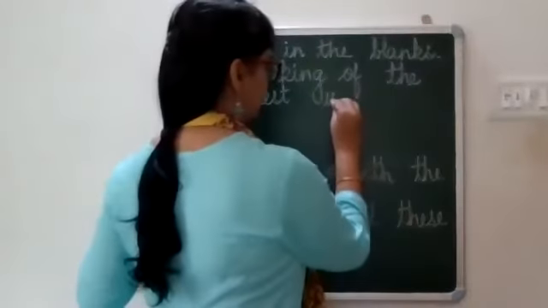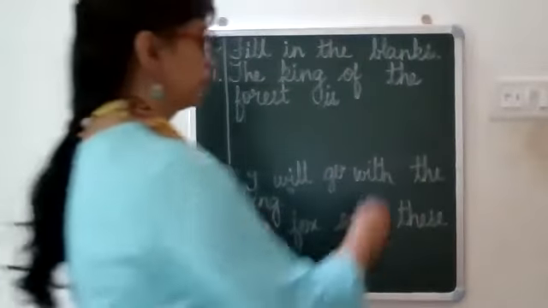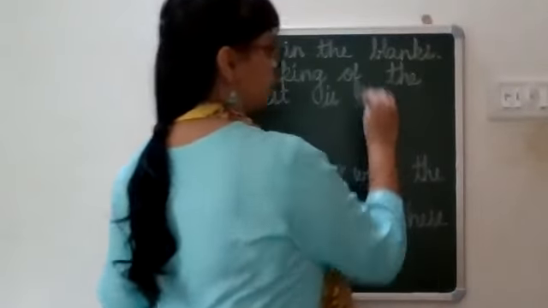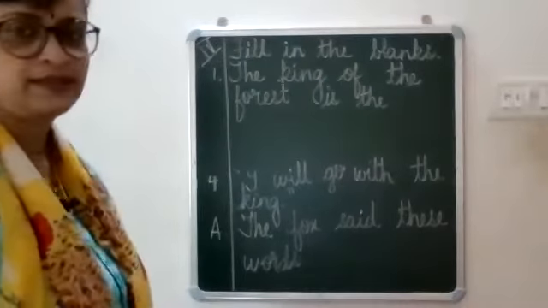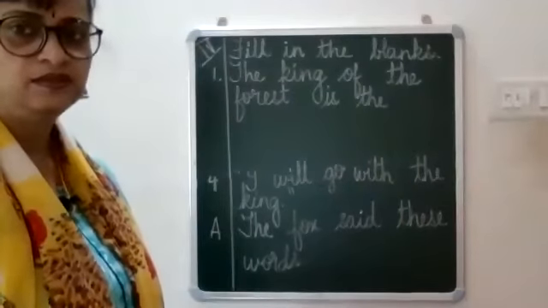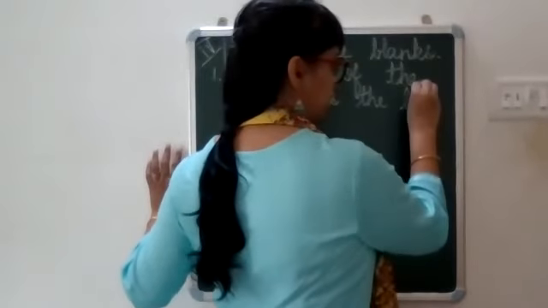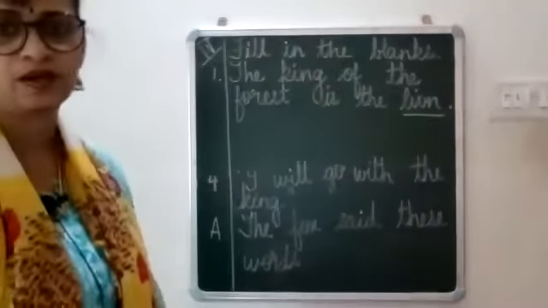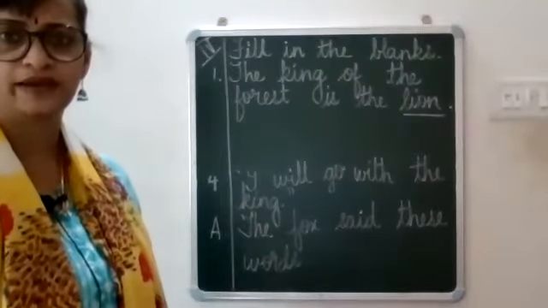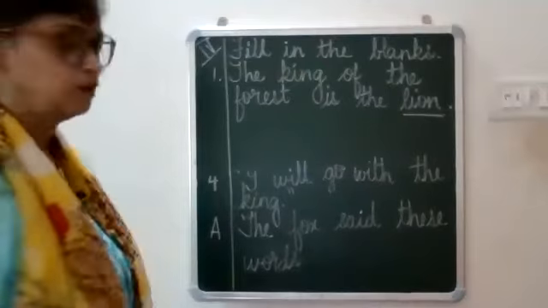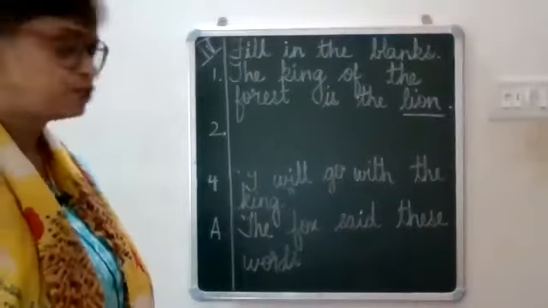Leave a finger space. Write down I-S, is. Leave a finger space, write down T-H-E, the. Leave a finger space, write down L-I-O-N, lion. Underline lion and put a full stop. Okay, the king of the forest is the lion. Now leave a line, write two in the margin.